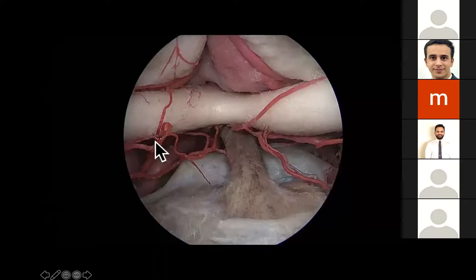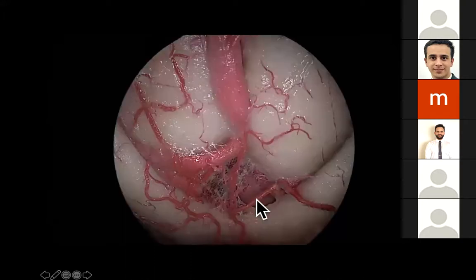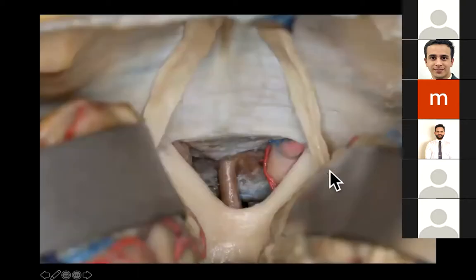So this is another view of the same anatomy without the arachnoid, and we can see the superior hypophyseal branches going to the optic chiasm, the ACOM and ACAs here. And this is just looking with a 45-degree endoscope, looking at the ACOM complex and the ACAs, the frontal orbital artery, and the optic chiasm.